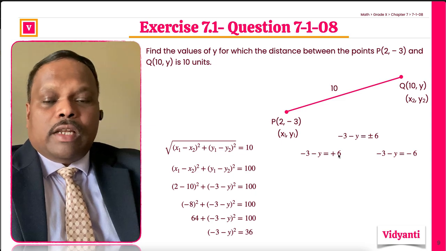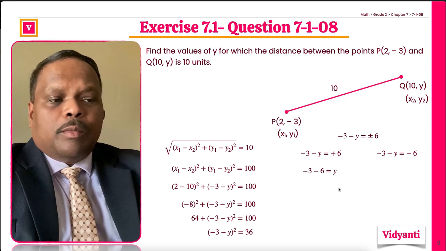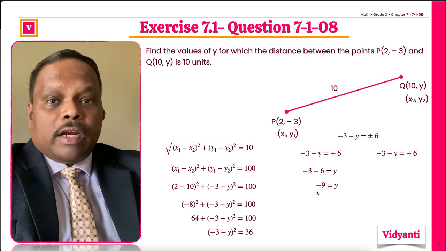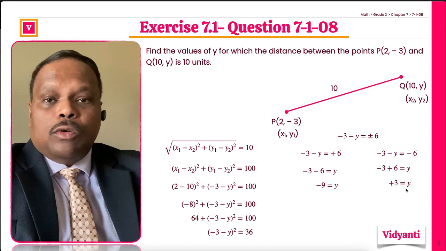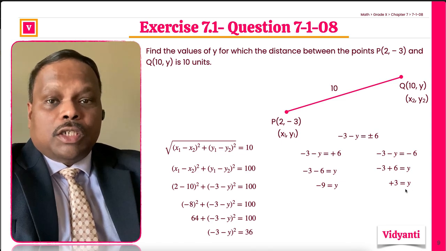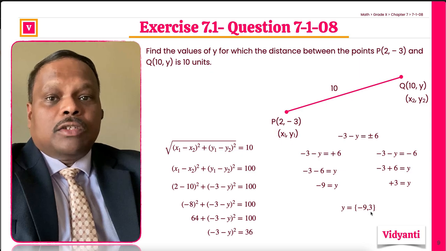In one, we select plus 6, and in the other we select minus 6. If you simplify this further, y will be negative 9. If you simplify this side further, we'll get y equal to plus 3. So that means our solution set is y = {-9, 3}, and that's our final answer.